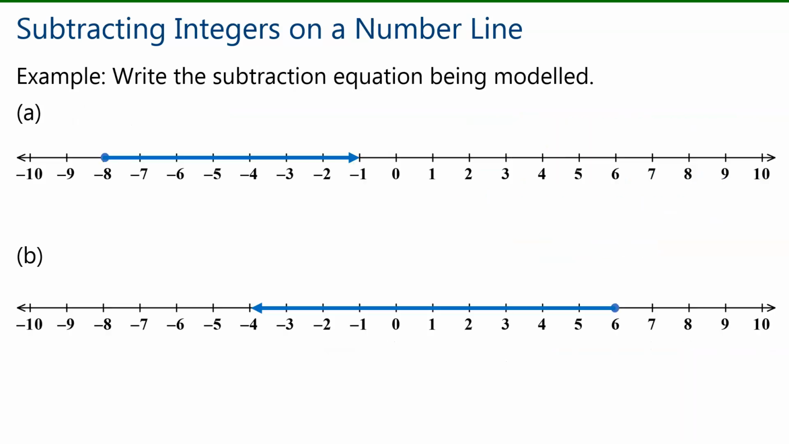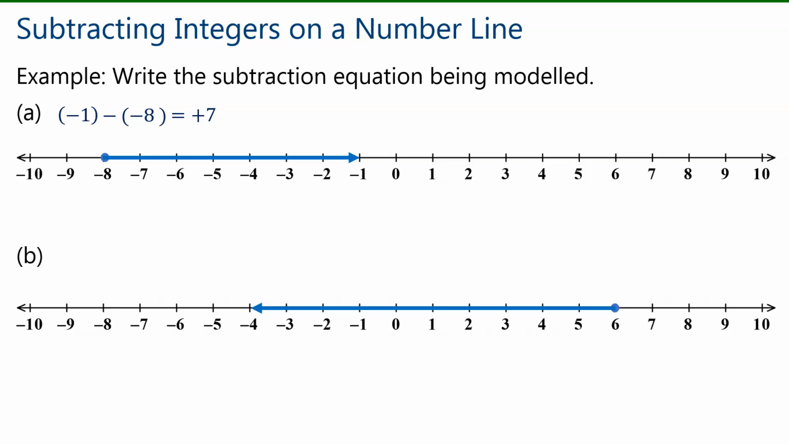Now for the next example, we've got to figure out which subtraction equation is being modeled here. So it starts at -8 and goes to -1. Well, don't forget that the second integer is always where it starts, and where it ends up is always the first integer. So what we have is -1 subtract -8. Now let's count the spaces between -8 and -1, and that is 7. Because I moved to the right, it's positive.